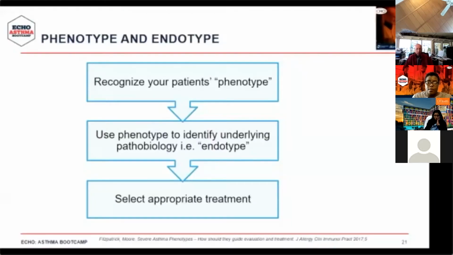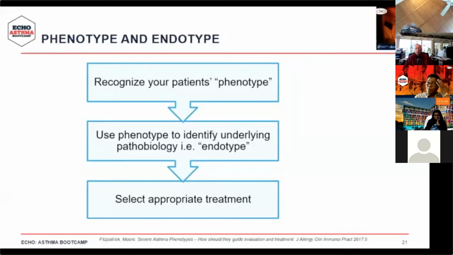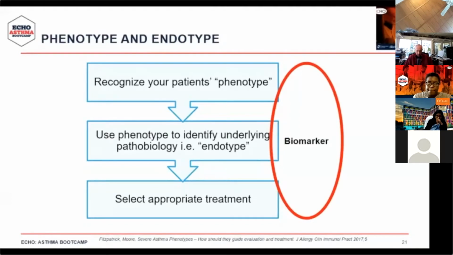So this is where we ended off the last session. The reason to recognize your patient's phenotype is to really attempt to use the phenotype to understand the underlying pathobiologic mechanism or the endotype that would then allow us to select appropriate treatment. And the way we do this in severe asthma is by using a biomarker.